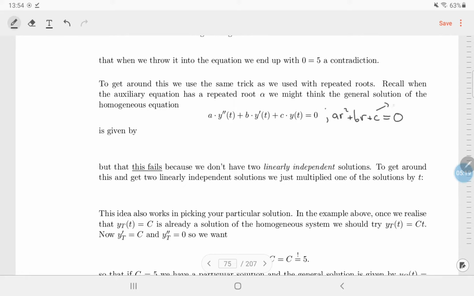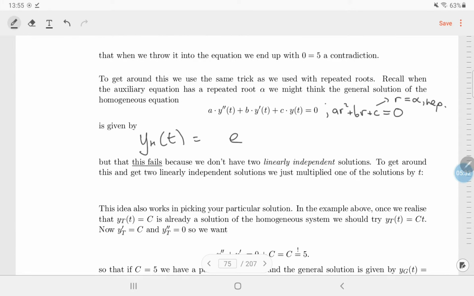So if the solution of this is r equal to alpha repeated, this will not work. E to the alpha t is a solution. If the other solution was different, say e to the beta t, you'd be done, but here they're the same, e to the alpha t, and then you say, oh, I'm just multiplying by constants.